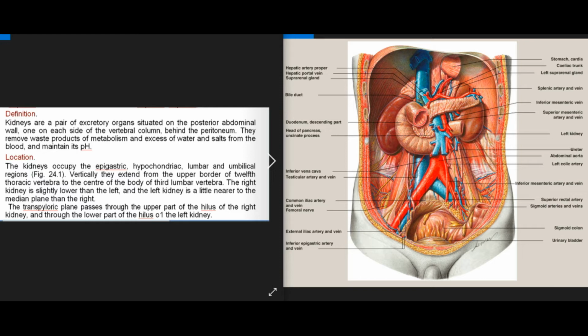The transpyloric plane passes through the upper part of the hilus of the right kidney, and through the lower part of the hilus of the left kidney.